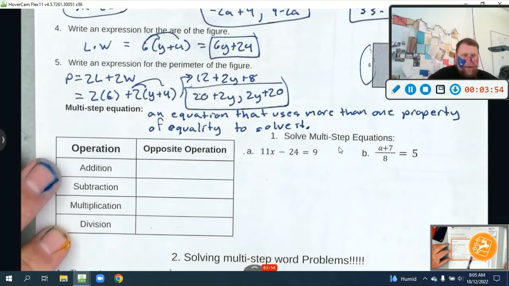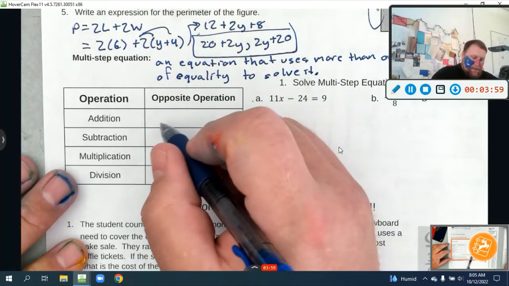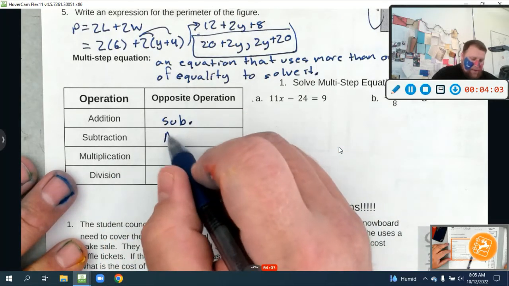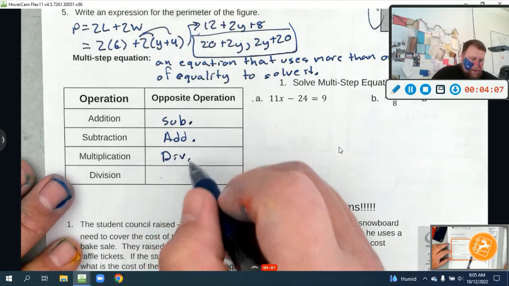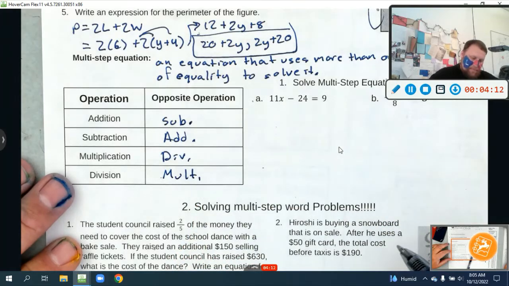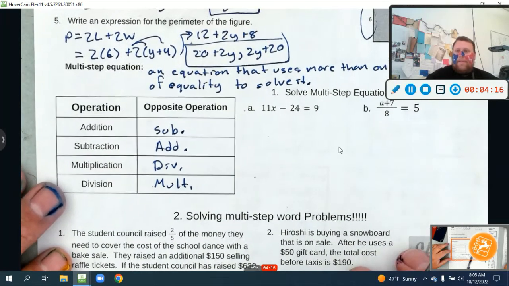Okay, pause if you need to write down. We're moving on, and we're just going to write down opposite operations. What's opposite of addition? Subtraction. What's opposite of subtraction? Addition. Opposite of multiplication is division. And opposite of division is multiplication. So you use opposites to undo. If I want to undo times in something, I divide by it.